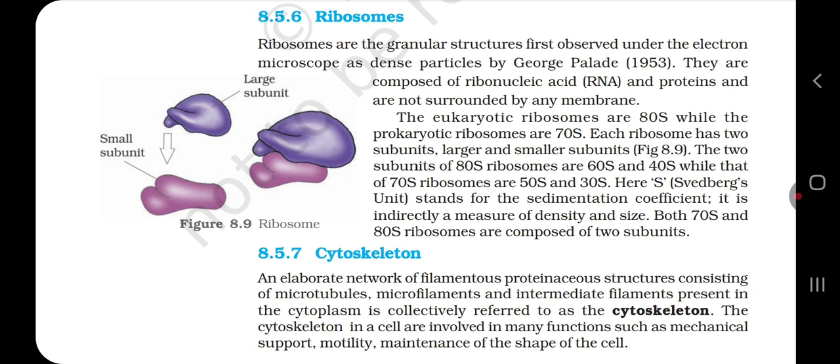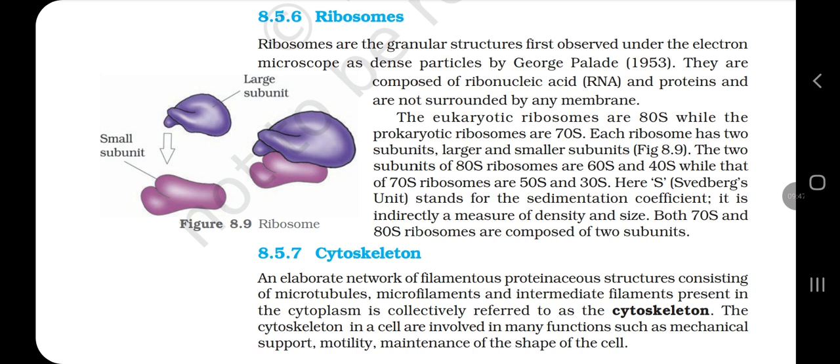Each ribosome has two subunits, larger and smaller. The two subunits of 80S ribosomes are 60S and 40S, while those of the 70S ribosomes are 50S and 30S. The S, meaning Svedberg's unit, stands for the sedimentation coefficient. It is indirectly a measure of the density and size. Both 70S and 80S ribosomes are composed of two subunits.